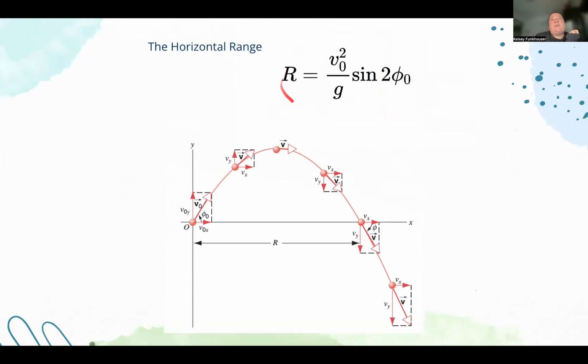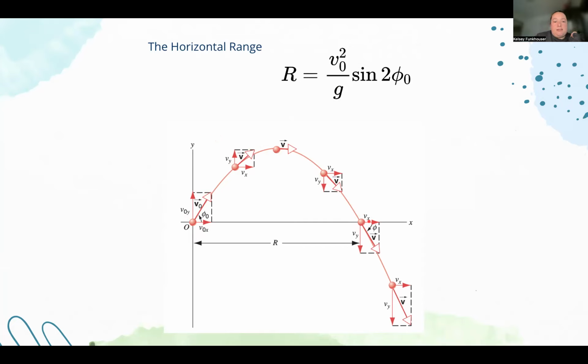The horizontal range is given by this equation, which can be derived by the equations on the previous slide, but I didn't want to do it. It's in your textbook if you really want to know the derivation. But the range is the horizontal distance where the projectile returns to the height it was launched at. So if it was launched from the ground, then the range is the x position when it hits the ground again. Or if, in this example, it was launched from a certain height, the range is the x position when it reaches that same height again.